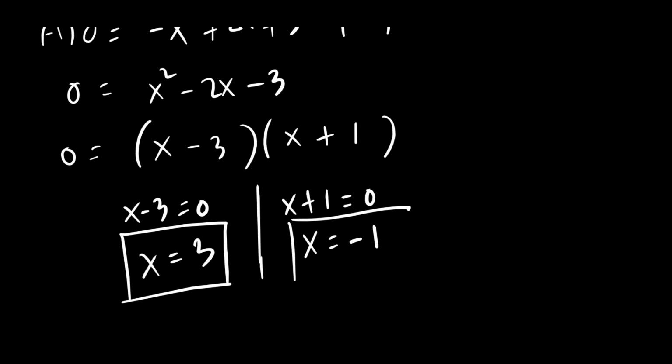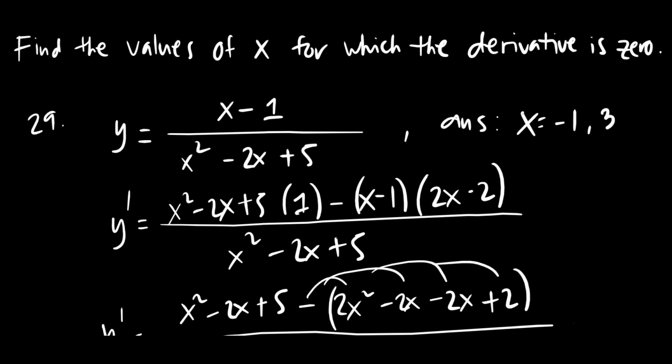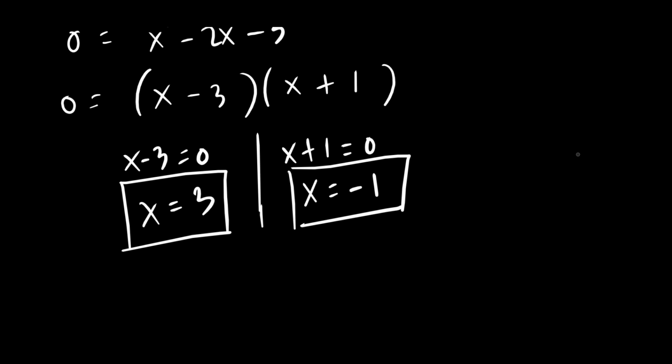So let's check if our answer is correct. x is equal to negative 1 and x is equal to 3. So our answer here is correct. So let's proceed to number 31.